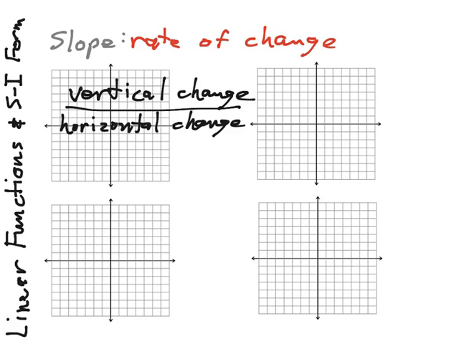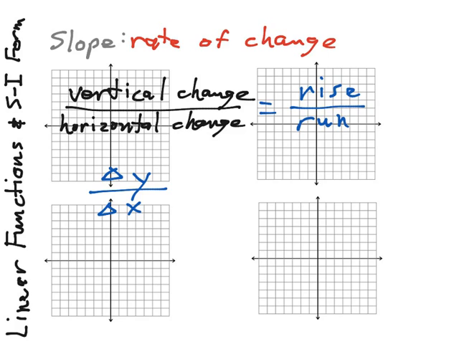Now, vertical change you might hear referred to at times as the rise, and the horizontal change as the run. Our vertical axis, when we're traveling on a Cartesian graph, our up and down, is our y values. So this can be denoted with Δy as the change of y. This triangle picture is the uppercase Greek letter delta, and it means to change. So we have a change of y divided by a change of x.